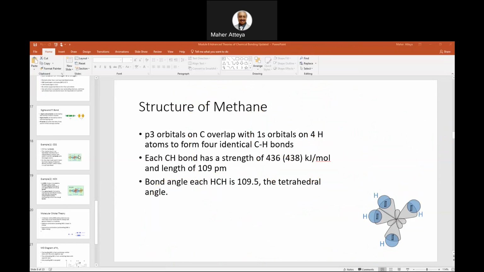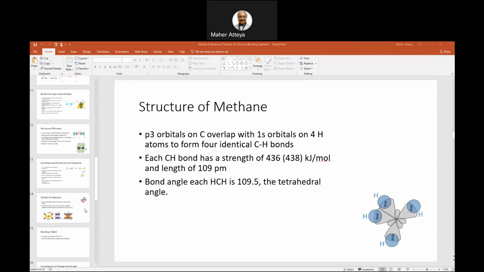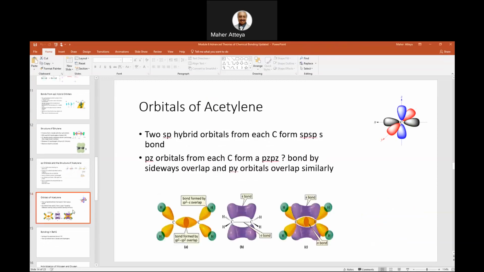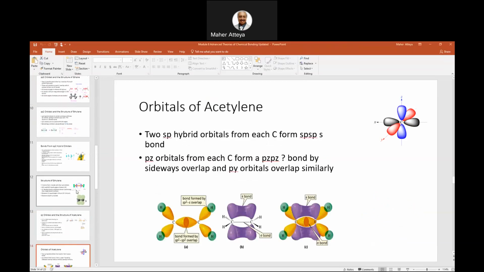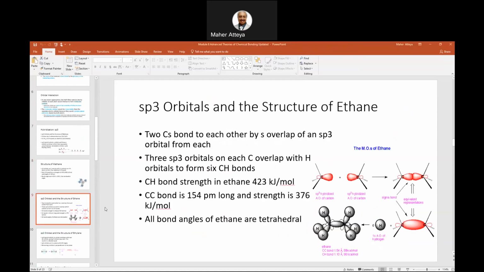So let's take another example here. If you look at the structure of methane, let's look at the structure of ethane. Well, what's ethane? Ethane is two carbons together. So if you look at this, we have CH3, but it's not really like this. It has to be carbon, carbon, and then you have three hydrogens on each atom of carbon. So hydrogens here, here, here, here, and here.